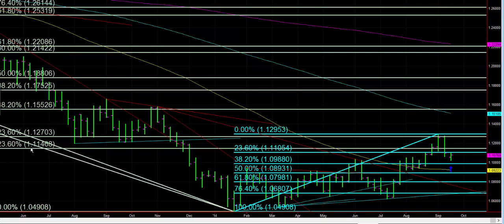Above that area, we would look for a test of the 1.1146 area, followed by a test of the 1.1270 area. And on the downside, we will see if it can hold the 1.0988 area, followed by the 1.0893 area.